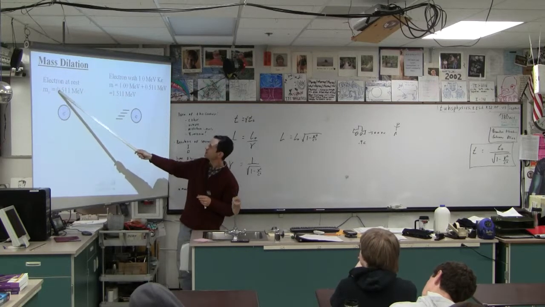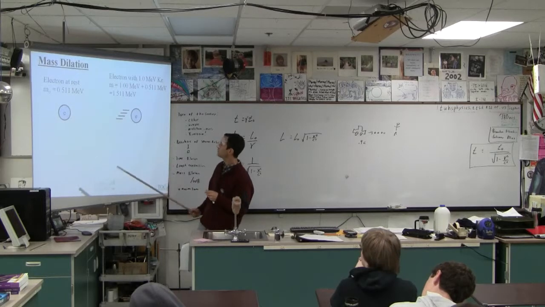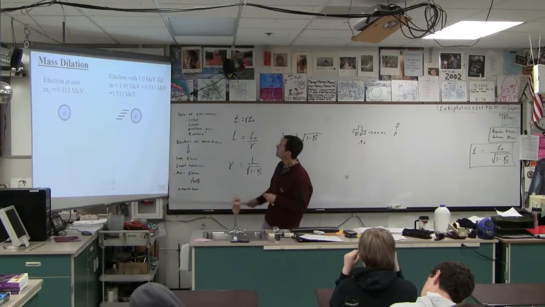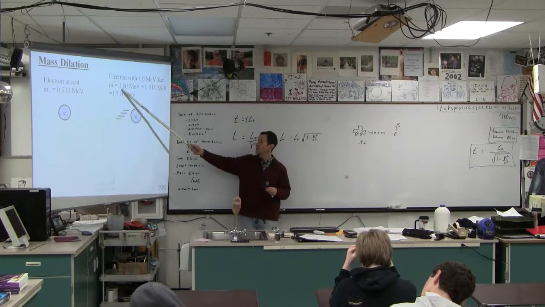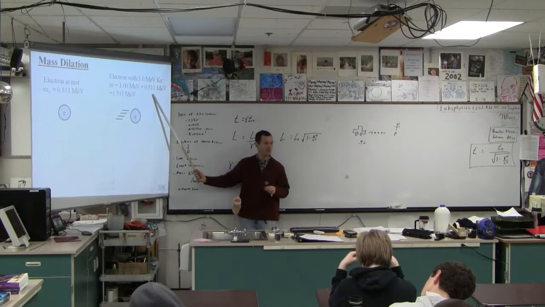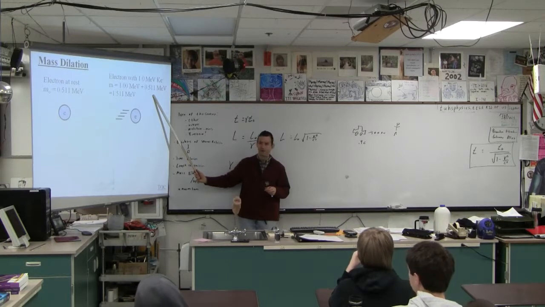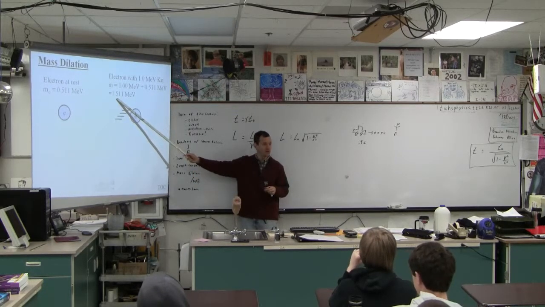The rest mass of an electron is about 500,000 electron volts, 0.511 MeV. Let's suppose we accelerate the electron through 1,000,000 volts of potential. It now has 1 MeV of energy. So its new mass, its dilated mass, is that 1 MeV of energy plus the half MeV of rest energy, or rest mass, it had. So its new mass is this much. It dilates. Isn't that weird?